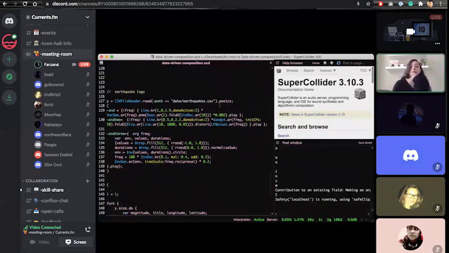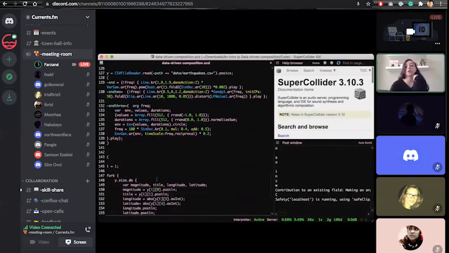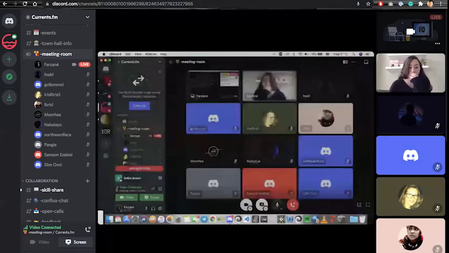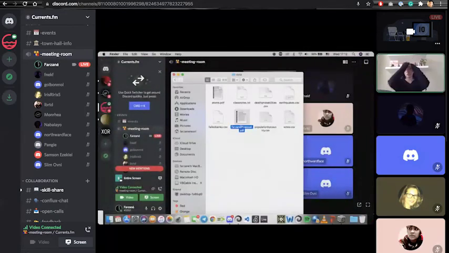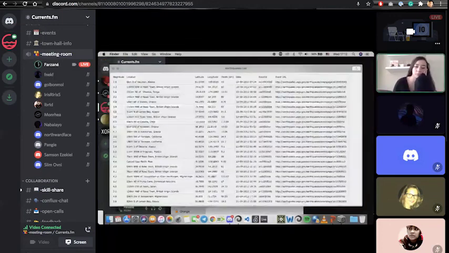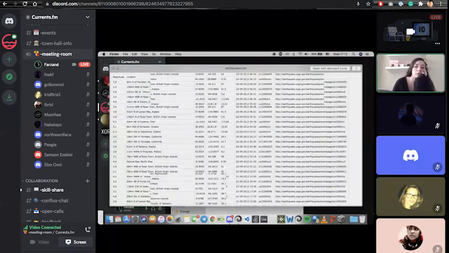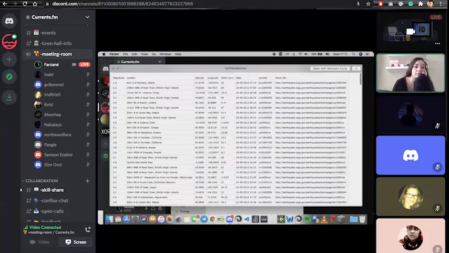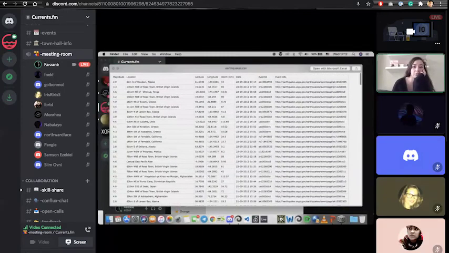I'll go back to SuperCollider. So here, I'm reading the file, which is my earthquakes CSV file, and I'm posting it. So it's just starting to read. This is the first row, this is the second row, blah, blah, blah, and it's just going on forever. We have so many locations. We have the magnitude, latitude, longitude, depth, date, and all kinds of data.